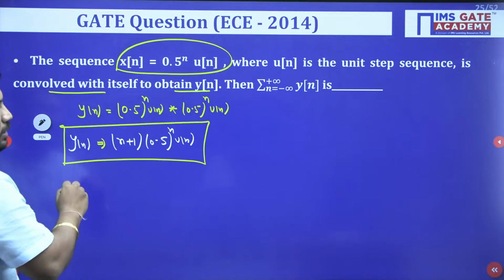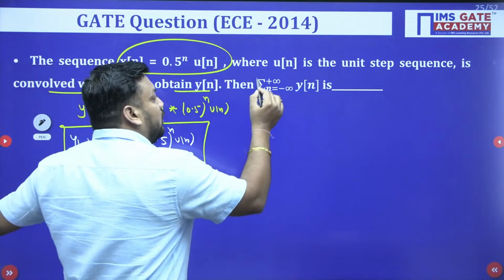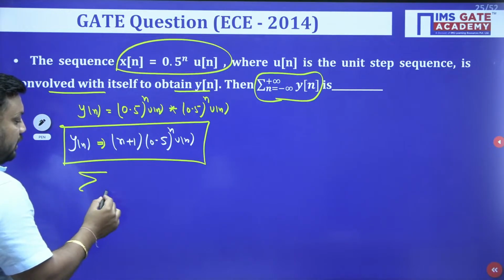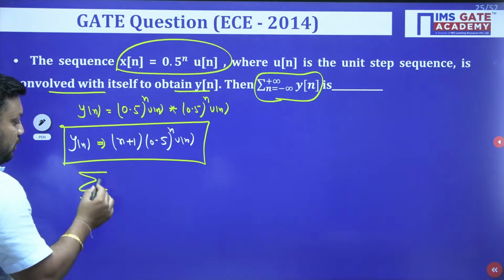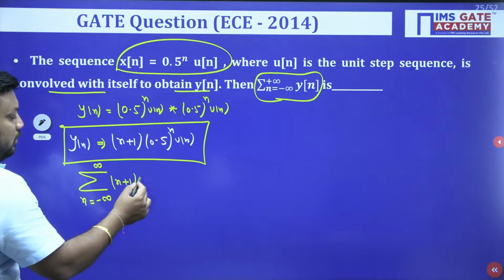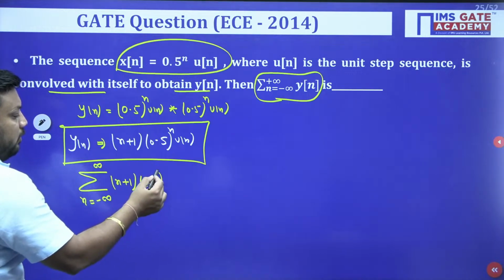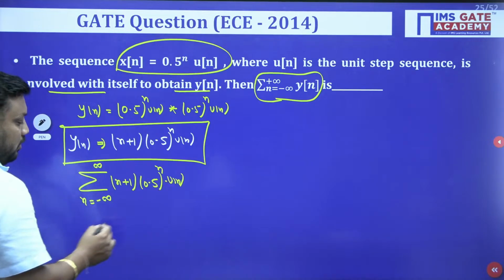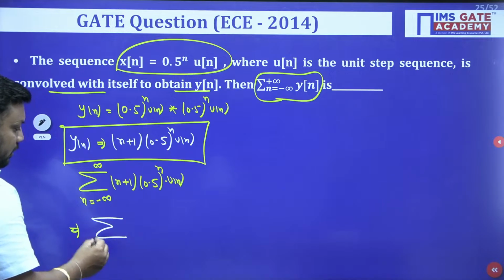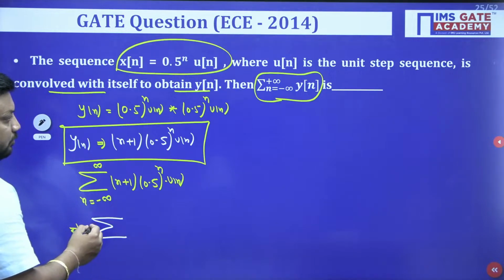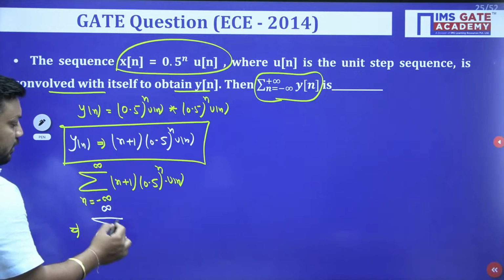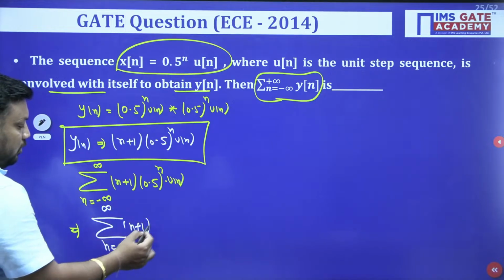But the examiner is not asking for y[n], the examiner is asking for this. You have to apply summation again to the y[n] formula. So you will get the sum from n equal to minus infinity to infinity of (n+1) 0.5^n u[n]. Because of u[n], your lower limit should be what? n equal to 0 to infinity of (n+1)(1/2)^n.